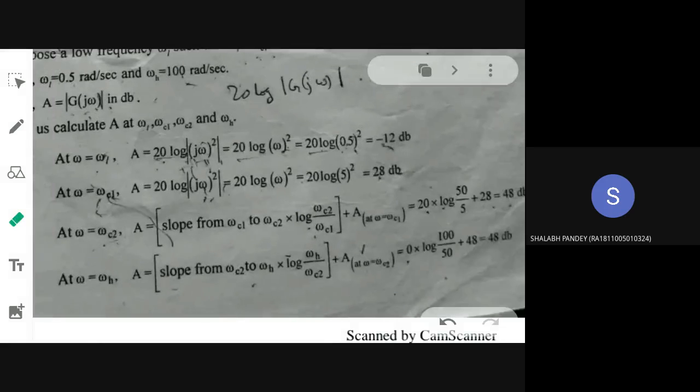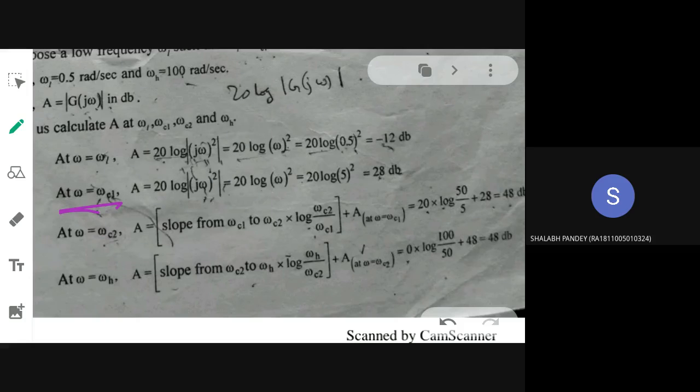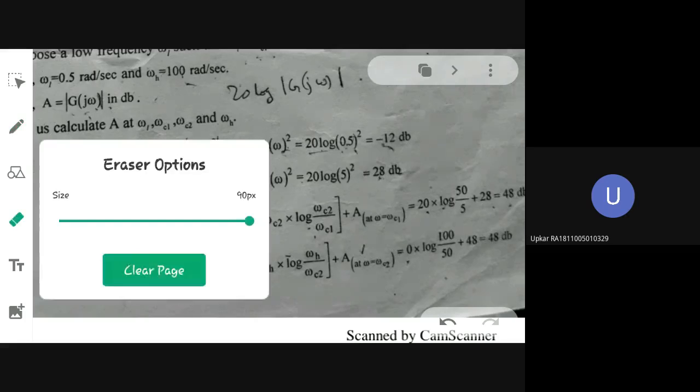So first, up to the first corner frequency. Up to the first corner frequency, which is equivalent to how much value? What is omega C1? 5 radians per second, isn't it? 1 divided by 0.2 is 5 only, no? Yes. Okay, so up to the first corner frequency, which term will be contributing gain?